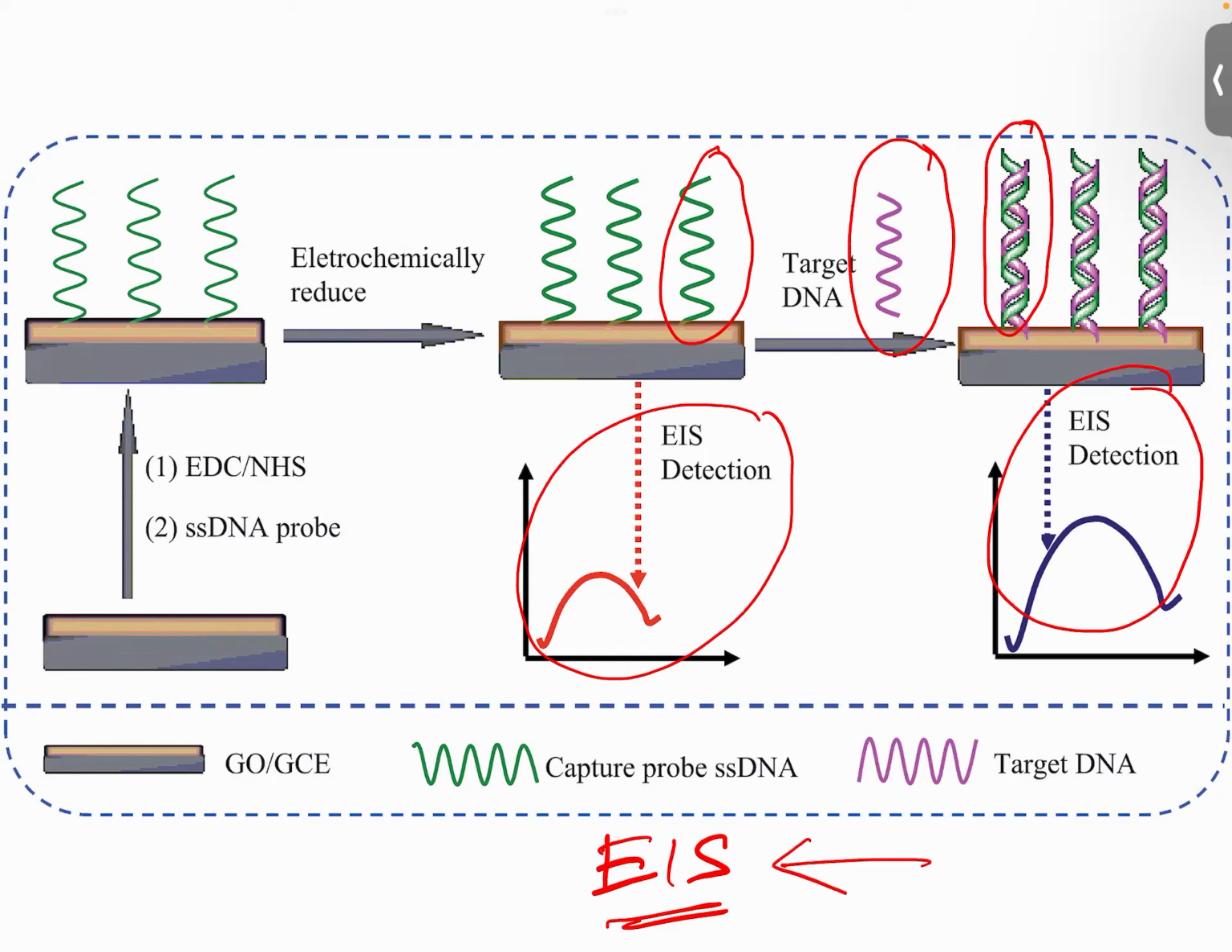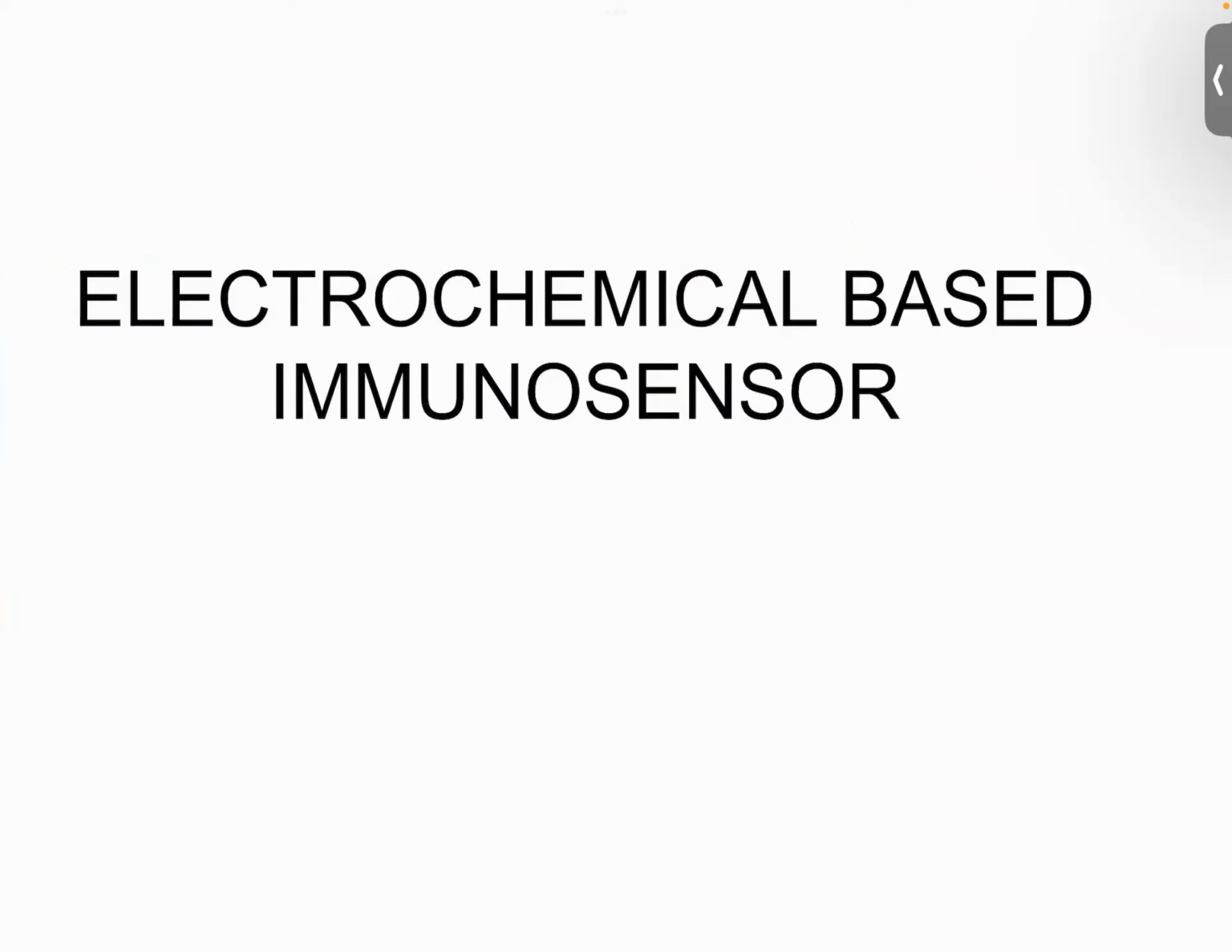So this is a quite recent technique that many people are now exploring. You don't have to label using any indicators. You can just confirm through the reading of the EIS. Okay, electrochemical based immunosensor.